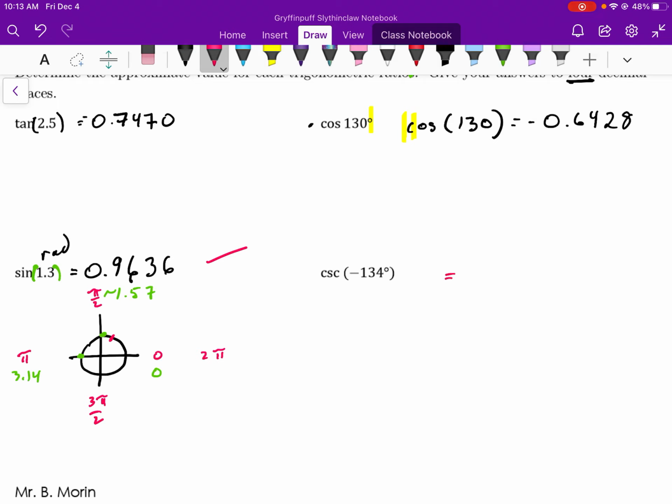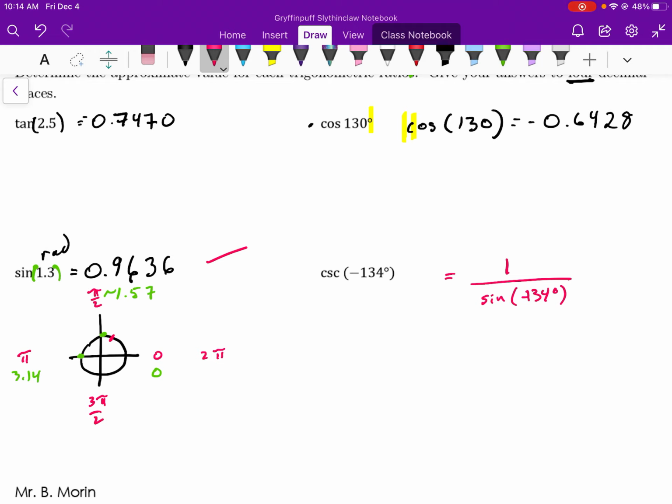The cosecant of negative 134 degrees. That's a great question. And as soon as I see a reciprocal trigonometric ratio, I'm going to change it into the primary trigonometric ratio and just leave the angle as it is. So it's the sine of negative 134. Make sure that my calculator is in degree mode. Now, I'm just jumping back and forth, back and forth.